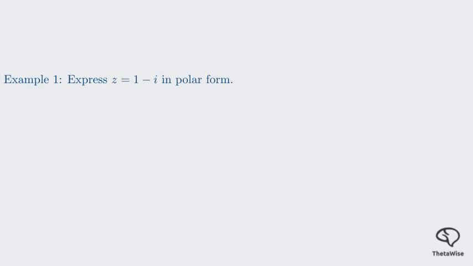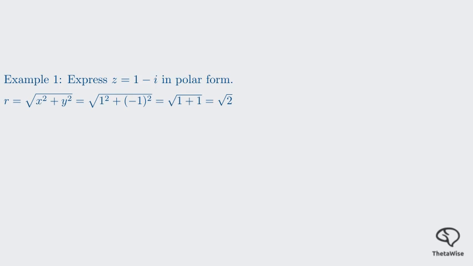Our first example is z equals 1 minus i. We want to express it in polar form, r times e to the i theta. First, we find the magnitude r. We use the Pythagorean theorem. r equals the square root of 1 squared plus -1 squared, which gives us r equals the square root of 2. Next, we find the argument theta.